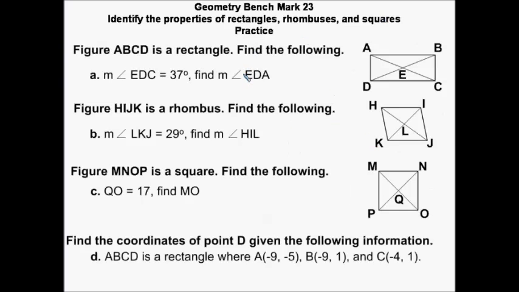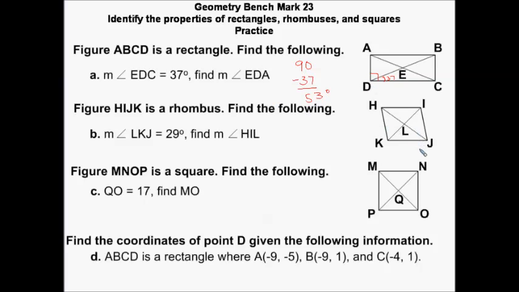Is a rectangle. EDC. EDC, that's right here, is 37. I want to find EDA. Well, this whole thing is 90 because it's a rectangle. So it's 53. So far, okay? Kinda, because we only have like 4 minutes left. It's a right angle because it's a rectangle. This part's 37. I want to find this part. The whole thing's 90. So I did 90 minus 37.